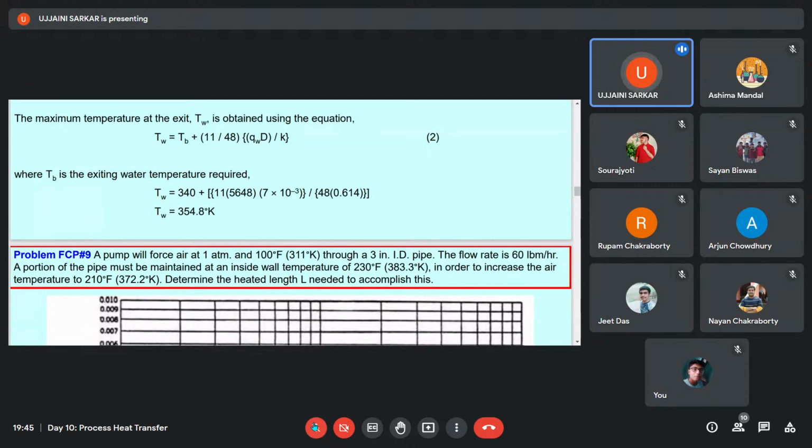Now, how will we do that? The wall will be the heat source, and the wall is at 230 degrees Fahrenheit or 383.3 Kelvin.